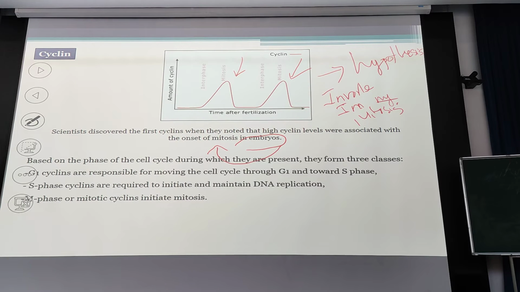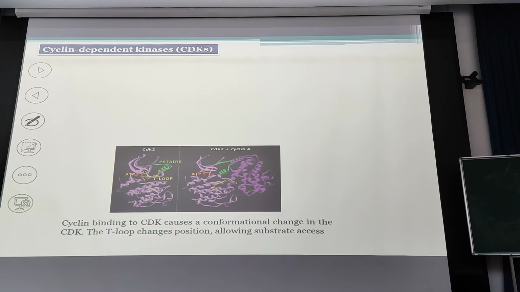Based on the phase of the cell cycle during which they are present, we classify cyclins into three classes. G1 cyclins are responsible for moving the cell cycle from G1 to the S phase. S cyclins are required to initiate and maintain DNA replication. And M cyclins, the mitotic cyclins, initiate mitosis.